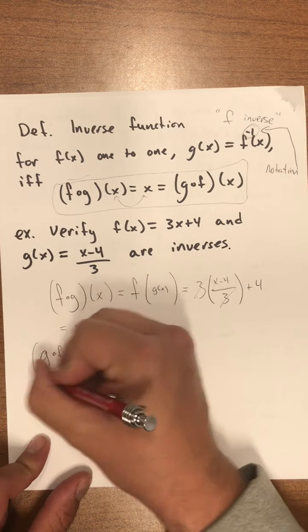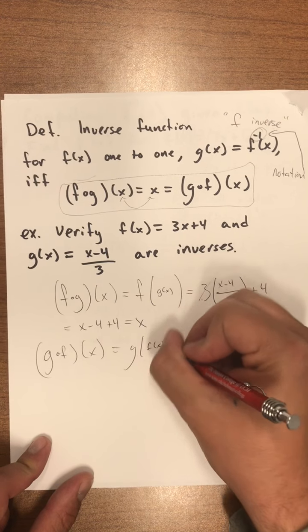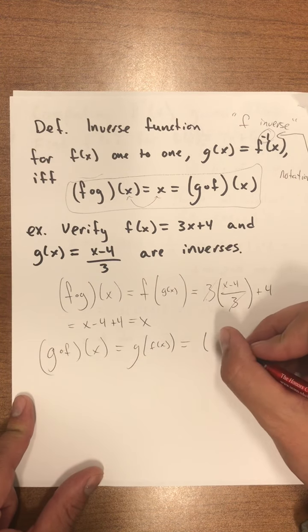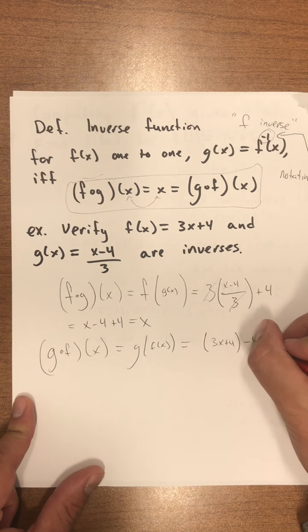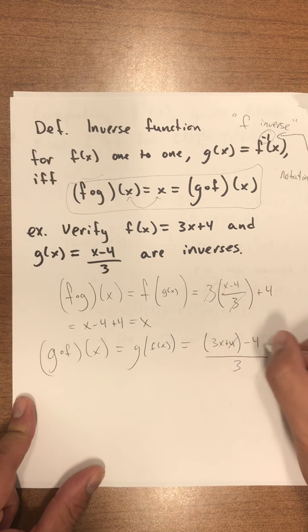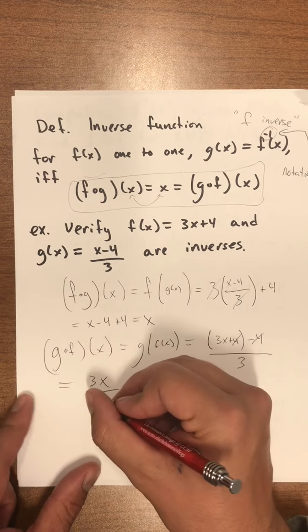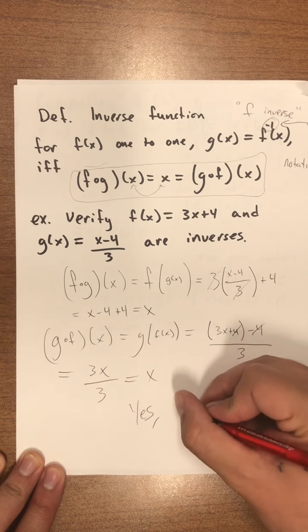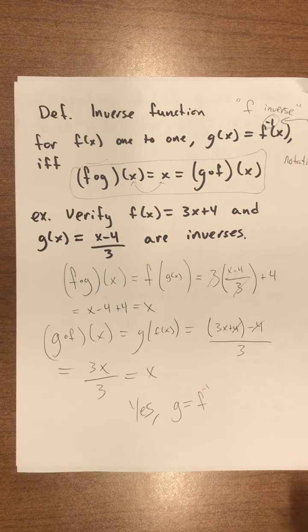Now we need g of f of x. So g of f of x, here's g. We're going to take 3x plus 4, replace it for x in the function g. 4 minus 4 in the numerator there. Then we're going to end up with 3x over 3, which is just x. So we can just sum that up by saying, yes, g equals f inverse.